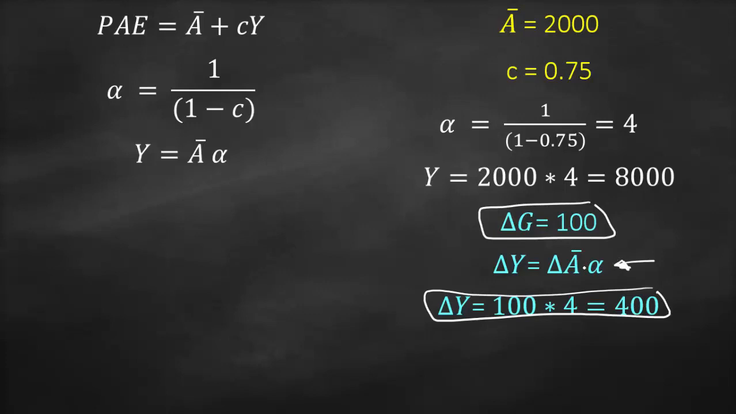Therefore, what will be our new output? Our new output, which is Y prime, is equal to our old output plus the change in output. Therefore, it will be 8,000 plus 400. This will give us 8,400.